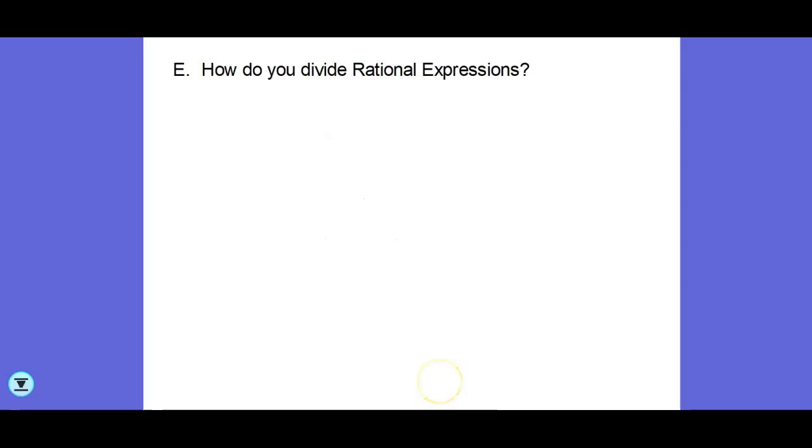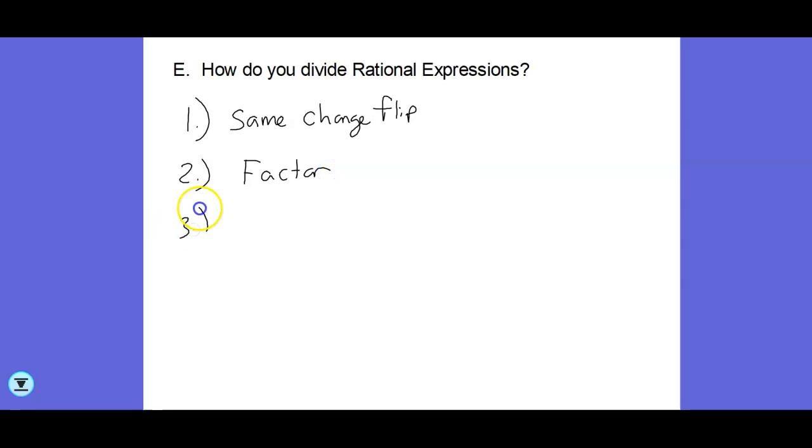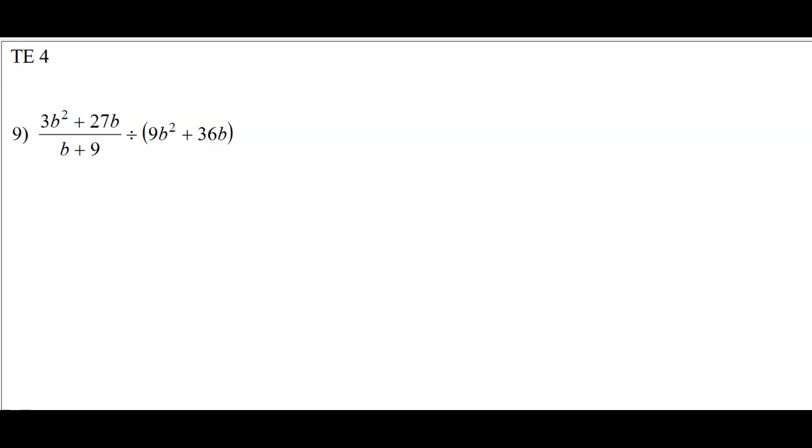So let's go ahead and write out our steps here. The first thing we're going to do is same, change, flip. After that, it becomes a multiplication problem, so we stick to the same steps as we have for multiplication, which is factor and cancel. Okay, so that's how you divide rational expressions. Let's go ahead and take a look at an example like that now.